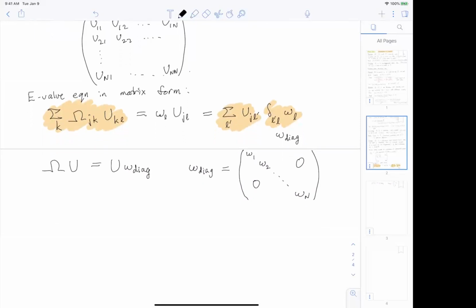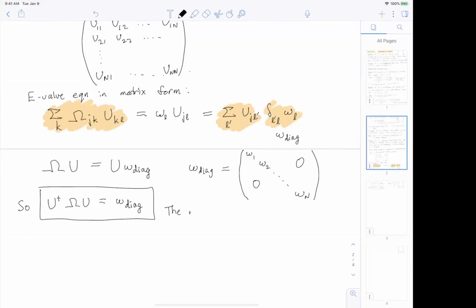And so we're almost done. The last thing we have to do is just multiply both sides on the left by U dagger. And so this is U dagger omega U is equal to omega diag. Okay, so in words, the way we describe what we've just done is we say that the matrix U diagonalizes the operator or the matrix omega.